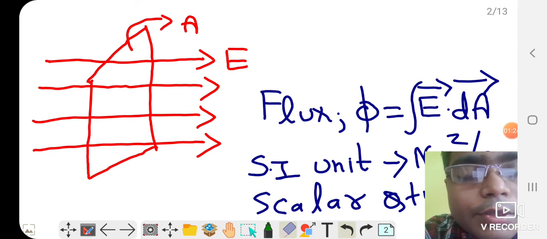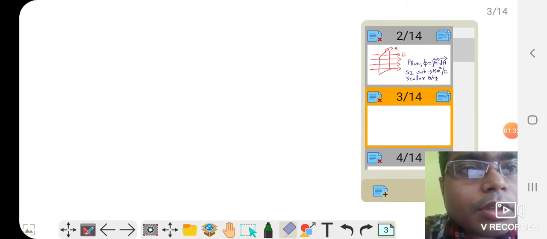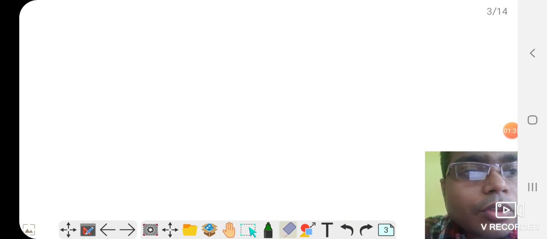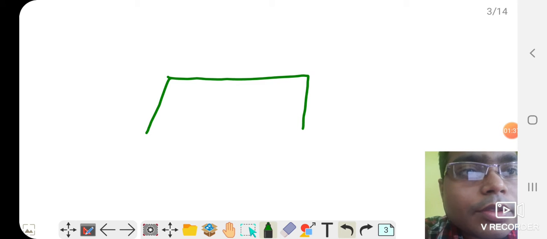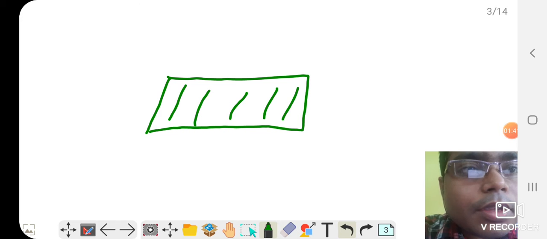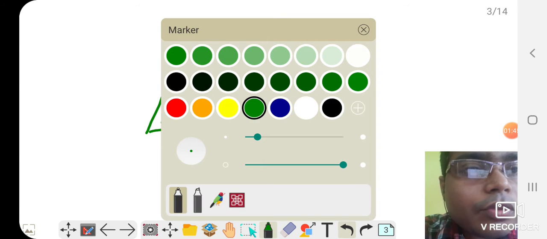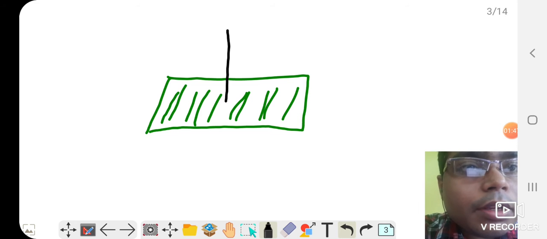So how come area is a vector quantity? Area is basically having magnitude as well as direction. So let us try to understand this area. Here you can see that if we consider a surface like this, and this is the plane of the surface, and we want to find the area. So what will be the direction of the area? The direction of the area is given like this.